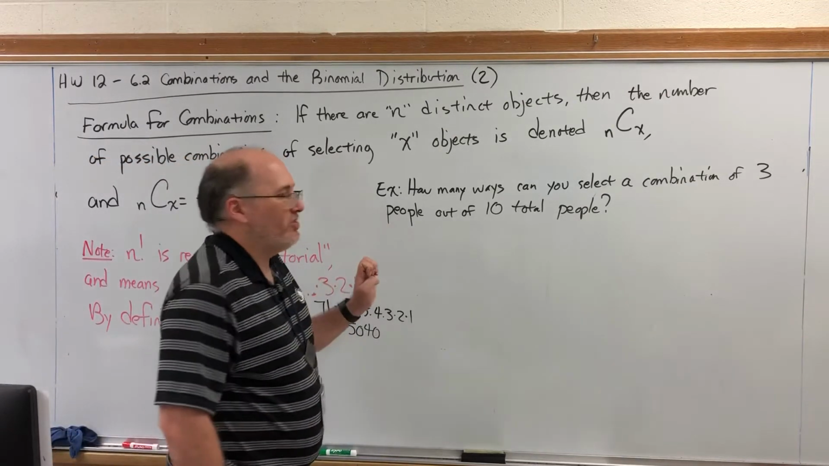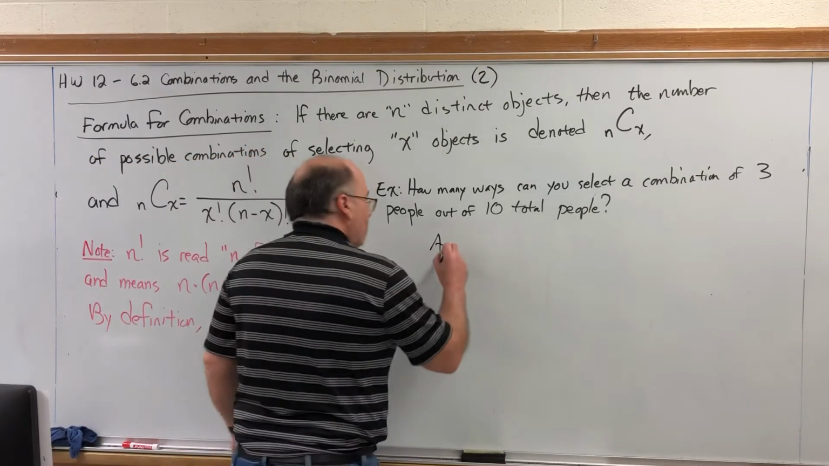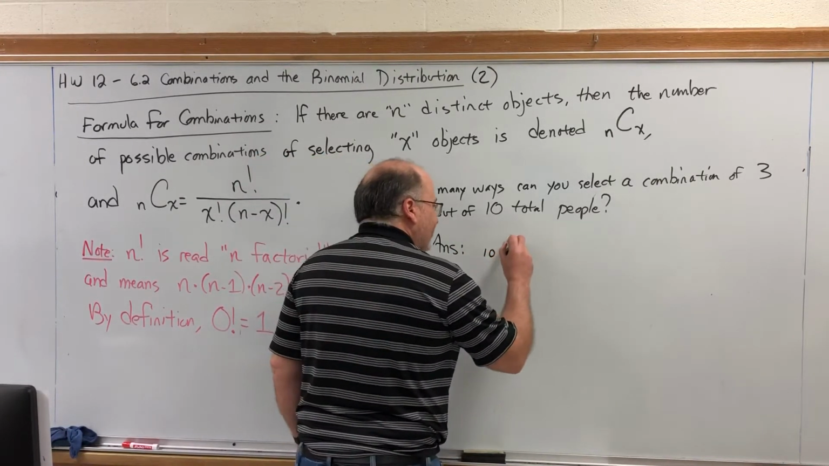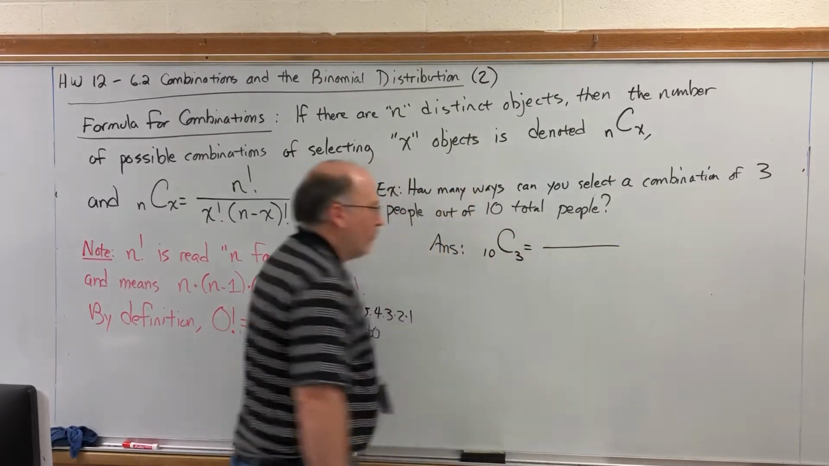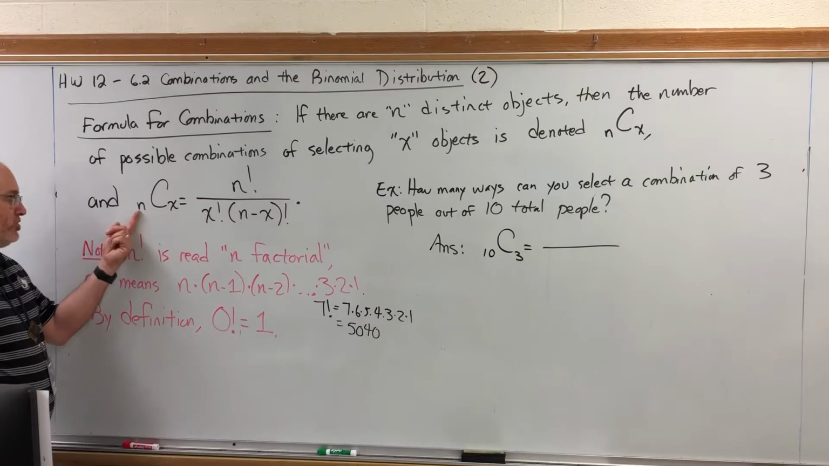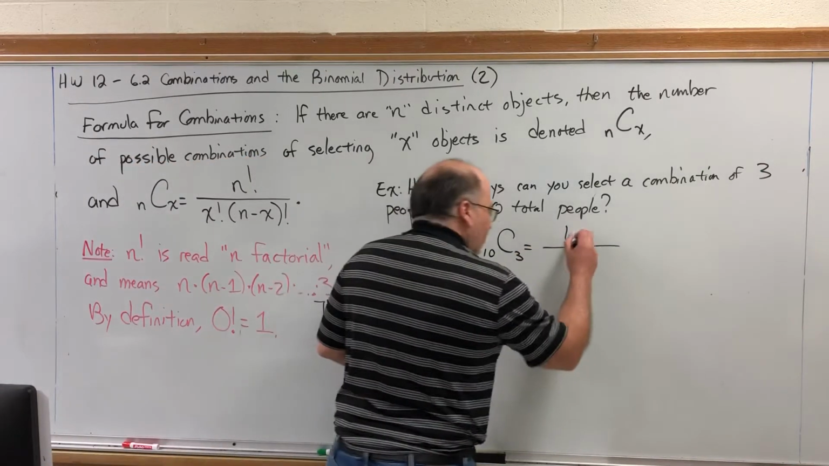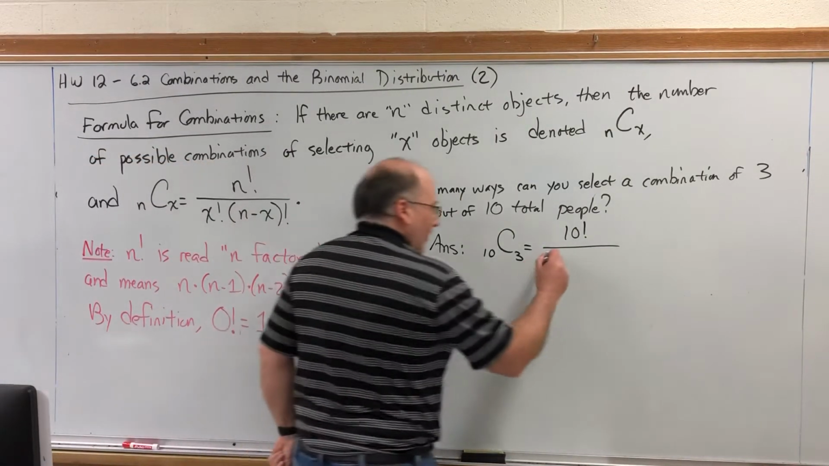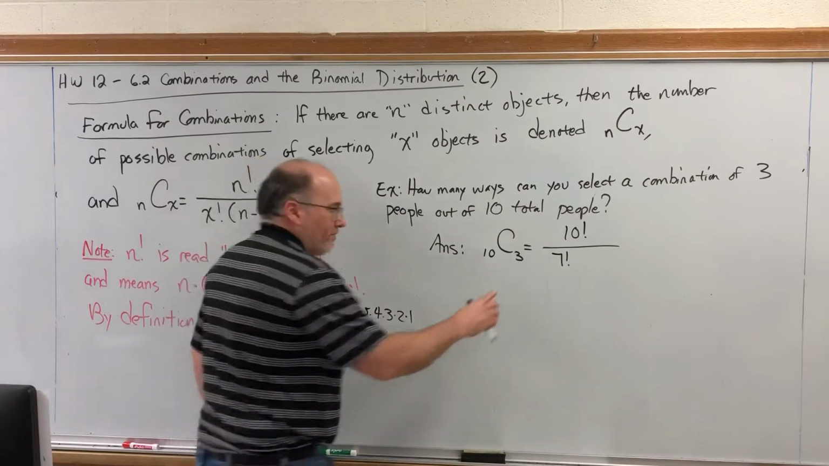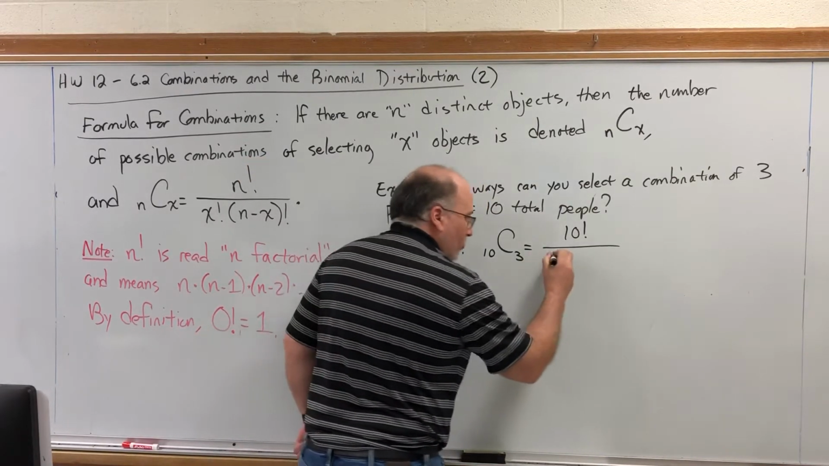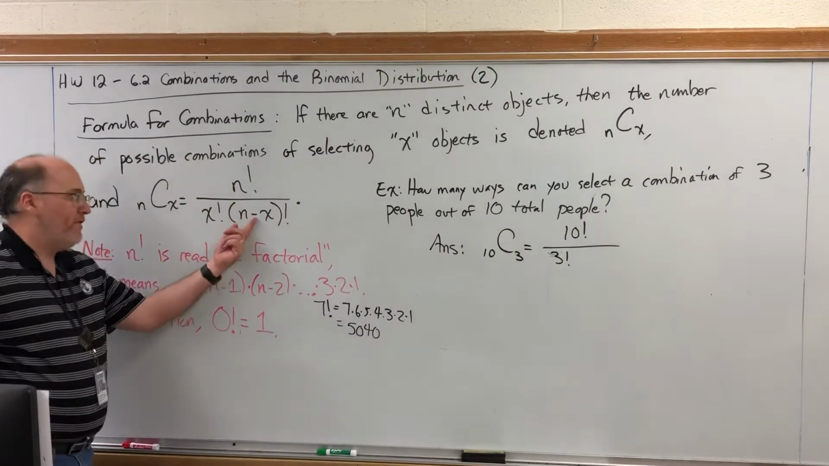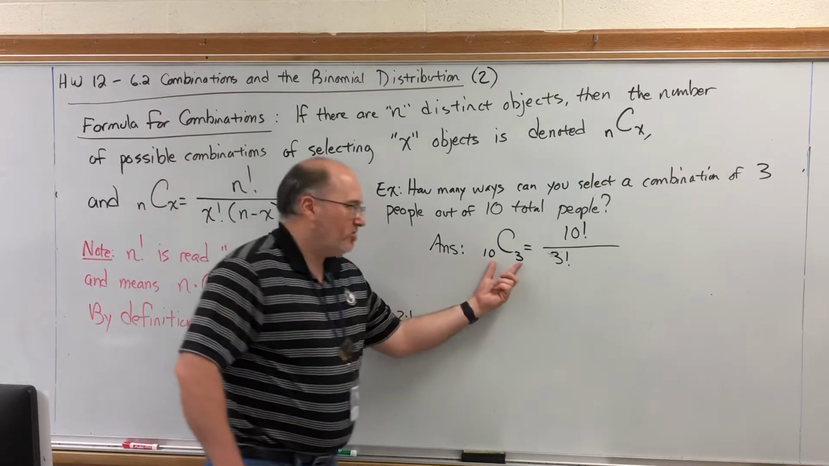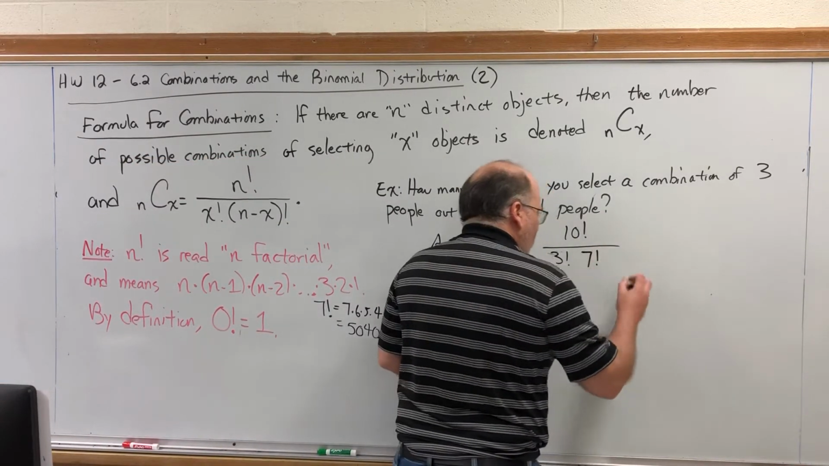So let's go back and answer the question we left at the end of the previous video. To count the number of combinations of selecting 3 people out of 10, we have to set up the problem 10C3. And what the formula for combination says is you put the first number on top with the factorial, 10 factorial. You put the second number on the bottom with the factorial, 3 factorial. And then you put a third factorial on the bottom for the difference in the 2 numbers. The difference in these 2 numbers is 7, so 7 factorial.